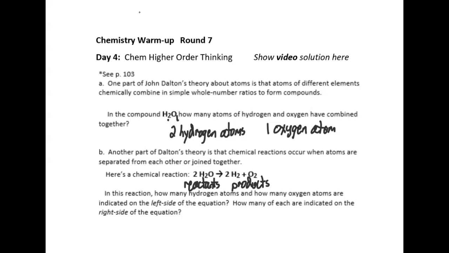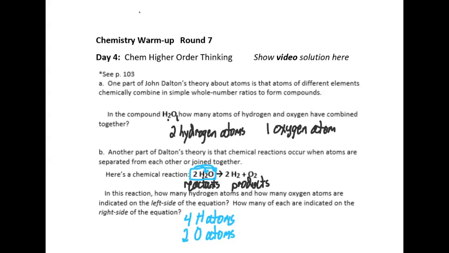In this reaction, how many hydrogen atoms and how many oxygen atoms are shown on the left side of the equation? We need to focus our attention on this side of the equation. It states there are 2 H2O molecules. Remember that each H2O molecule has 2 hydrogen atoms and 1 oxygen atom. If there are 2 of them, then there are 4 hydrogen atoms and 2 oxygen atoms. The coefficient 2 is multiplied to each subscript.